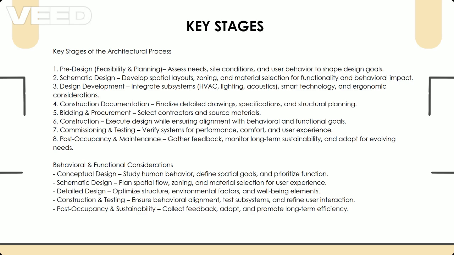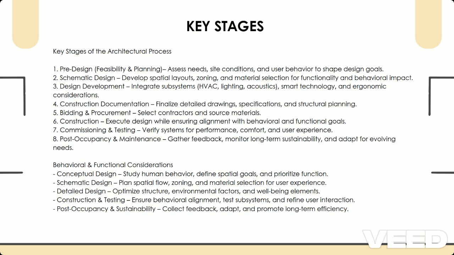Bidding and procurement. Here we select contractors and source the materials. Construction, executing design while ensuring alignment with functional and behavioral goals. Commissioning and testing, verifying the system performance, comfort, and user experience. Post occupancy and maintenance. Here we gather feedback, monitor the sustainability, and adapt for evolving needs.